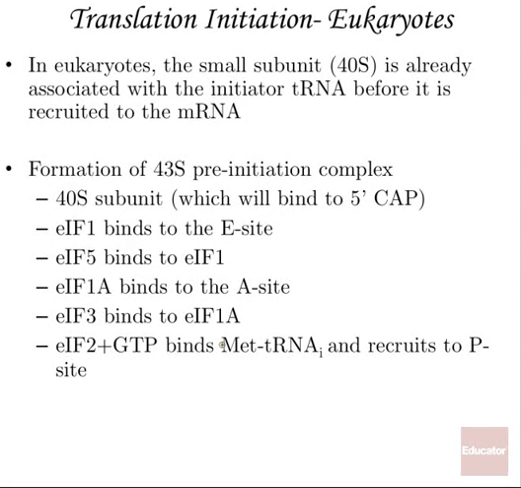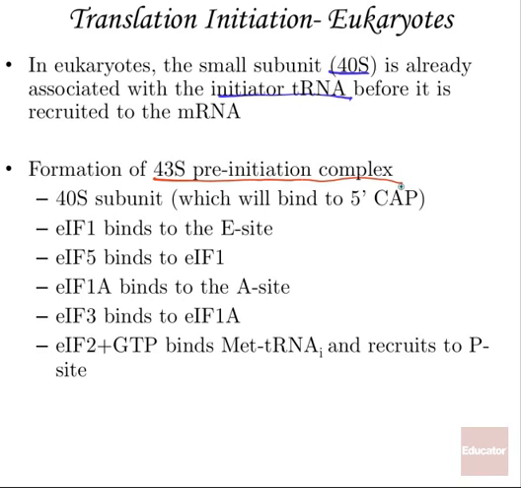So what about translation initiation in eukaryotes? Same concept, a little more complicated. Okay, so in eukaryotes, the small subunit, our 40S, is actually already associated with the initiation tRNA before it's recruited to the mRNA. All right. And then what we do, okay, we will form what's called a 43S pre-initiation complex. And what that consists of is the following.